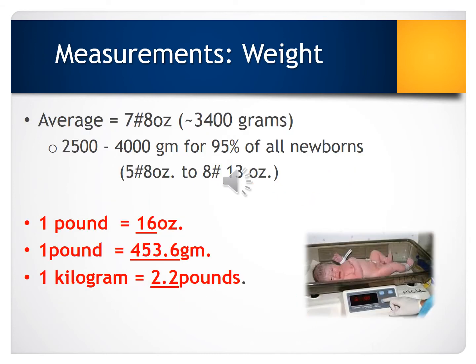So on the previous slide, I gave you examples of newborn weights that are outside of the norm. The average newborn weighs around 3,400 grams, and about 95% of all newborns are somewhere between 2,500 and 4,000 grams. I've also included conversions here, because families think of weight in pounds, and on the medical side we use grams, so you need to know how to convert those.